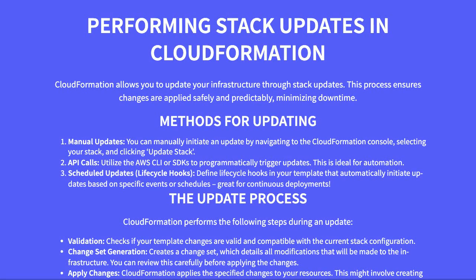Let's talk about updating your CloudFormation stacks. There are several ways you can do this. You can manually trigger an update through the console, or use the AWS command line interface or SDK for automated updates. A really powerful option is using lifecycle hooks in your templates to schedule updates automatically. During an update, CloudFormation validates your changes, creates a detailed change set that you should always review carefully, and then applies those modifications. If anything goes wrong during the process, it will attempt to roll back to the previous state.